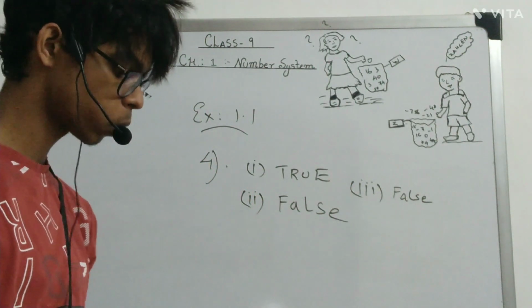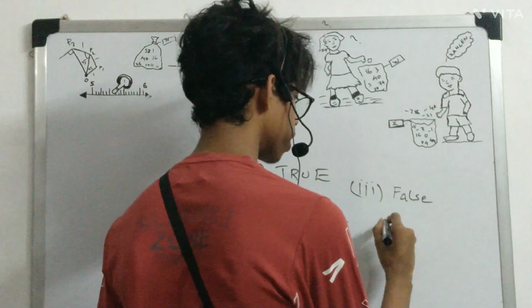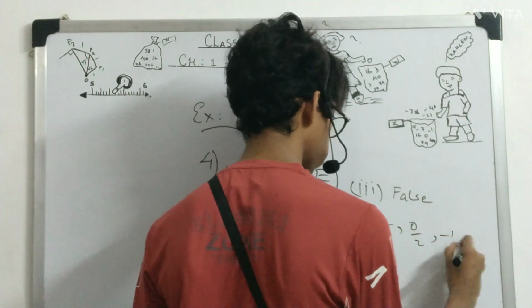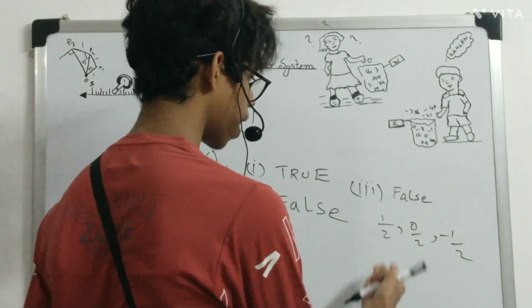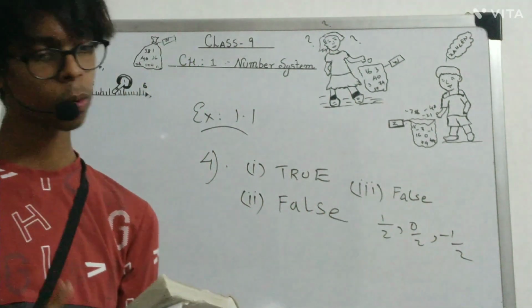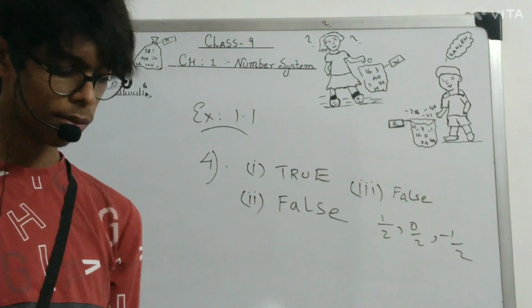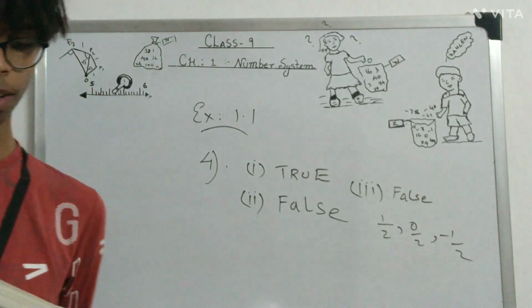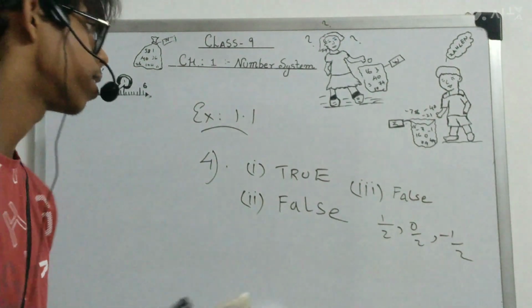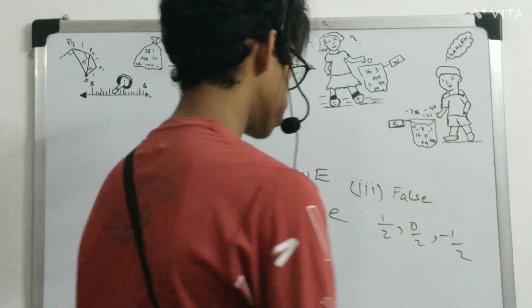Why? Because as I said, it can be a whole number, it can be a natural number, it can also be an integer. So as I had given you the example, if I say 1 by 2, 0 by 2, minus 1 by 2, whatever. This is a natural number, this is a whole number, this is an integer. So natural numbers, whole numbers, integers, everything can be a rational number. So saying that every rational number is a whole number, it is definitely a false statement.